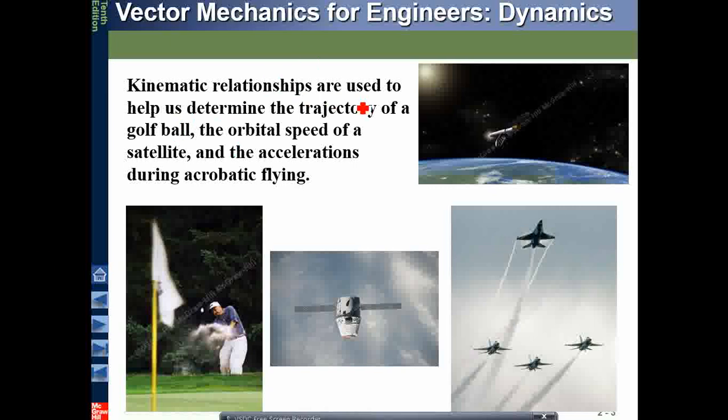These relationships are used mainly to determine, for example, the trajectory of a golf ball. This person hits the golf ball and the golf ball moves and goes somewhere. This may be the trajectory traveled by the golf ball. The golf ball is moving because of some uncontrolled, unbalanced forces applied when he hits it.